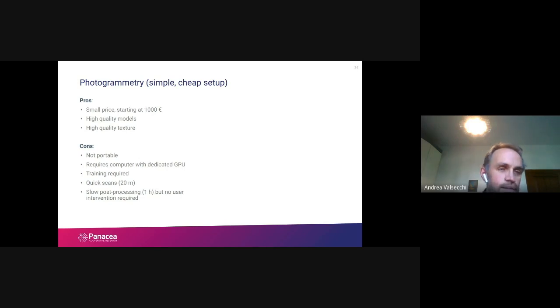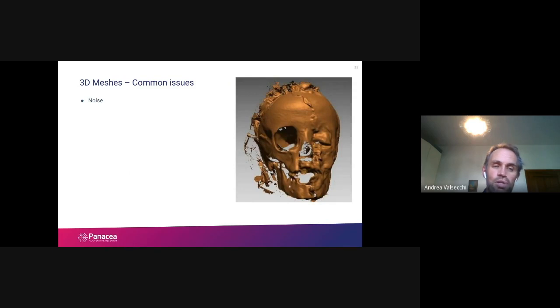Okay, but those are the two main alternatives: structural lights and photogrammetry. Depending on your situation, one could be better than the other. Nevertheless, I wanted to add to the presentation some common issues you could detect on 3D meshes, so you are aware of them and you know how to fix them.